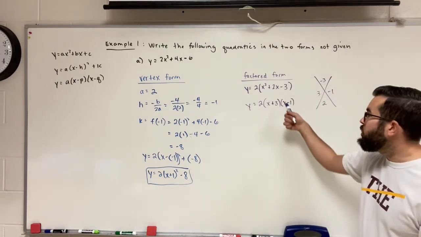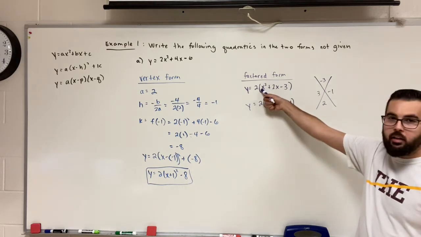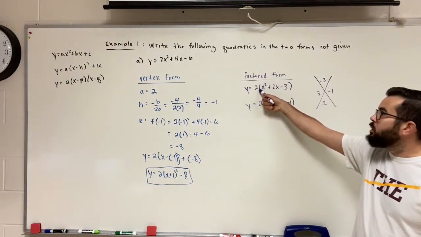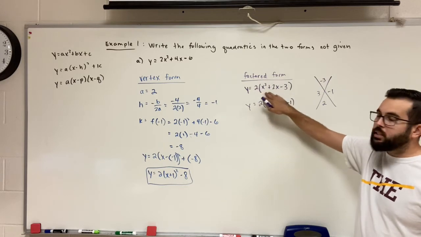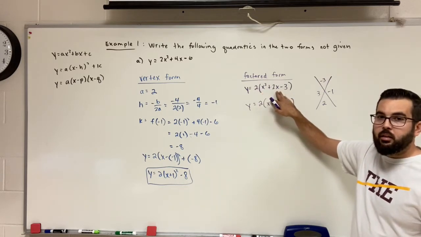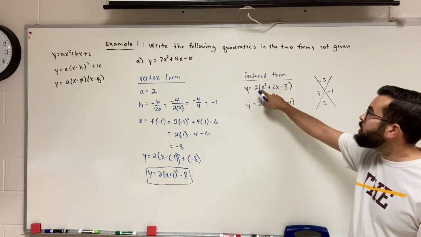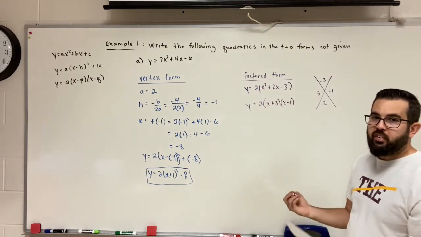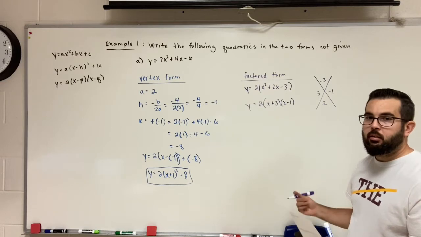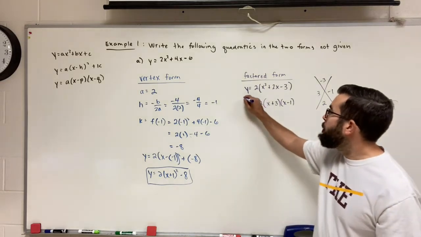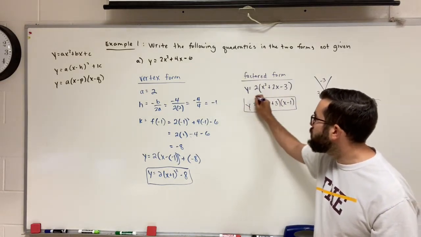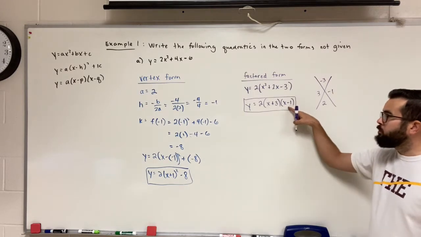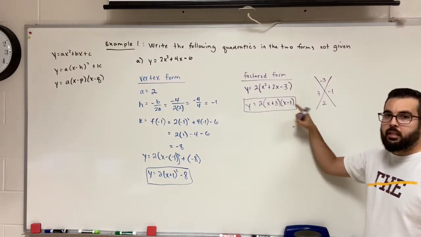This shortcut only works if the a value is 1. And I'm looking at what's in the parentheses again. If that was something other than 1 right here, then I would have to split the middle term, group, factor by GCF, and do the whole process that we've done before. But since you've seen that process multiple times, I feel comfortable telling you that this is an acceptable shortcut.